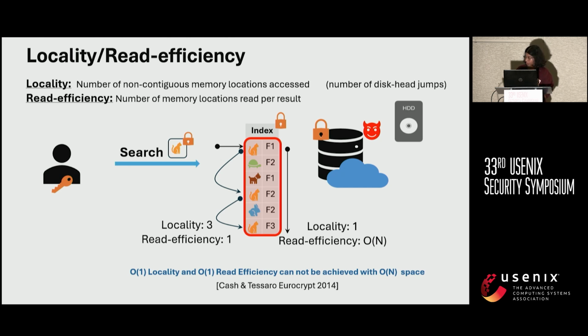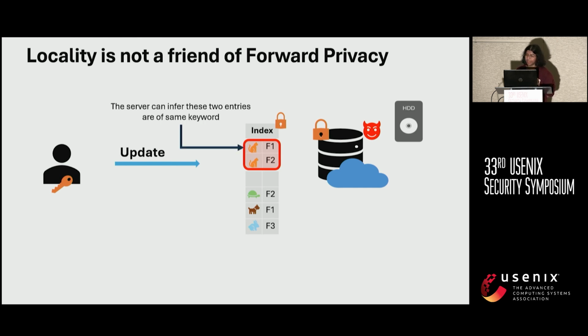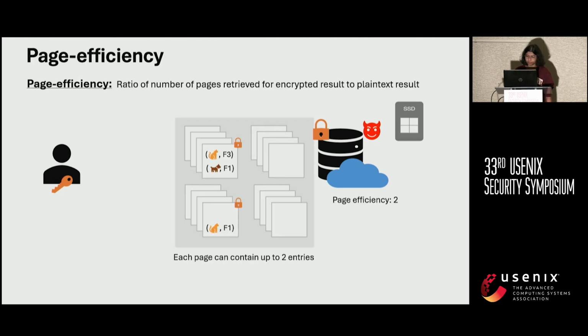Cash and Tessaro in their Eurocrypt 2014 paper already proved that achieving optimal locality and read efficiency along with optimal space is not possible. In case of DSE schemes, during updates, if we can place the new entries adjacent to the old ones for the same keyword as shown in the picture, it will improve locality, but then the server can infer that these two entries are related, and that will violate forward privacy.